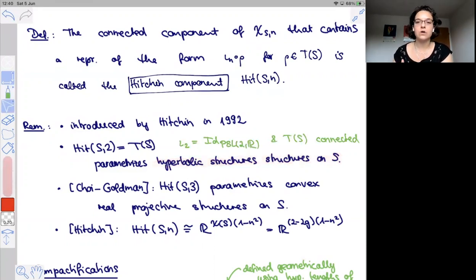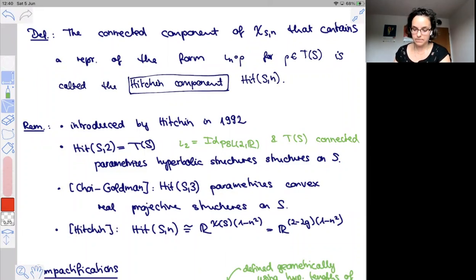So somehow the question is now, does the Hitchin component for n bigger or equal than 2 also parametrize some geometric structures? And there's a result by Choi and Goldman: for n equals 3, the Hitchin component parametrizes convex real projective structures on our surface. I don't want to go into any more detail here. Another thing that I can point out is that Hitchin proved, when introducing the Hitchin component, that it is homeomorphic to R to the power (2g−2)(n²−1). So it's in particular contractible.